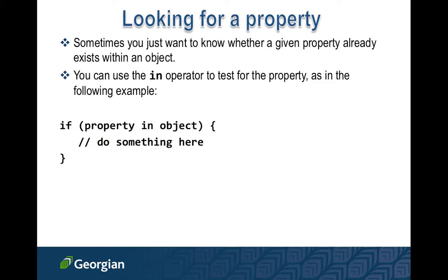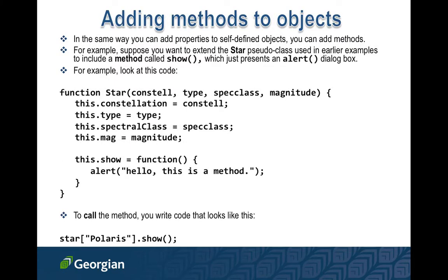That's perfectly legal. And of course, I can check to see if a property is inside of an object. I say if my property is in an object, I can use the in operator, and I can do something to it. So I can check to see if an object has a property. Actually, some other languages do the same thing as well. Okay, let's take a look at adding methods to objects, right?